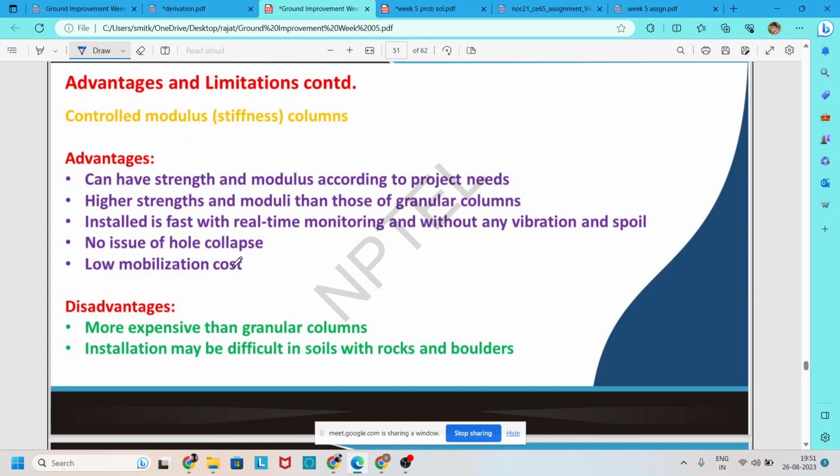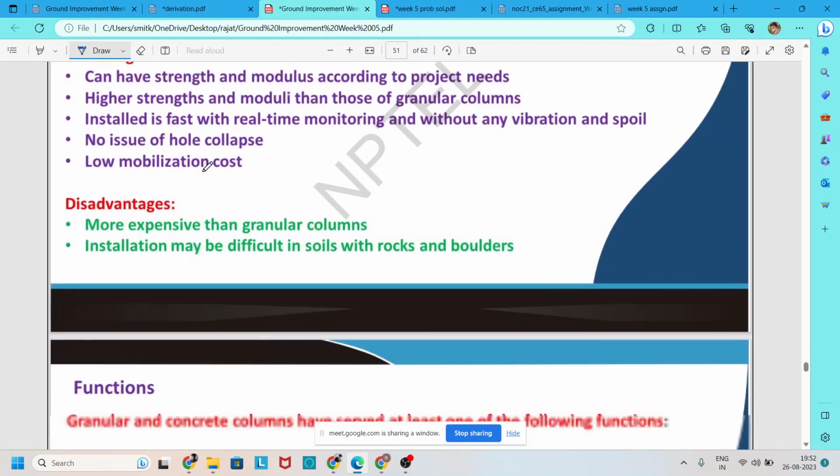So some disadvantages are that this technique is very expensive and not readily available. It is used only for very big projects, like the Met Foundation. And installation may be difficult in soil with rocks and boulders, because we have to cut the soil and make the hole by reverse order. If any rock or boulder is present, it may make installation of this reverse flight order very difficult. So these are the disadvantages.